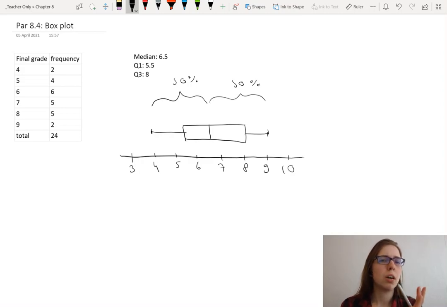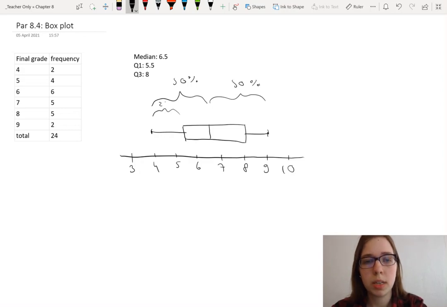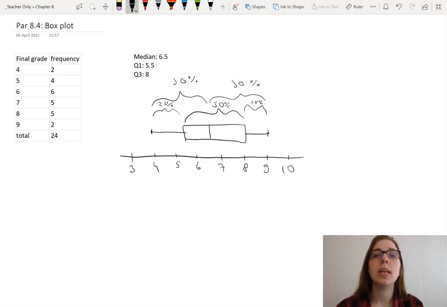But also my quartiles are the middles of those halves. So this part is 25%. This part is 25%, very messily. And of course, the middle parts as well. Meaning, and that is usually the most useful information, that everything inside the box is also 50%. And that is usually the most useful information that you get from your box plot.